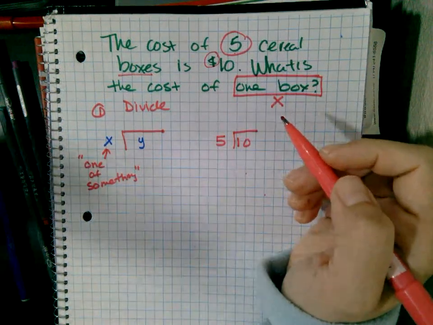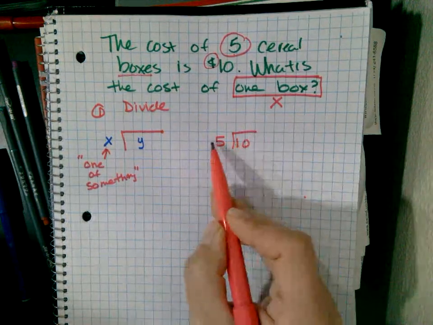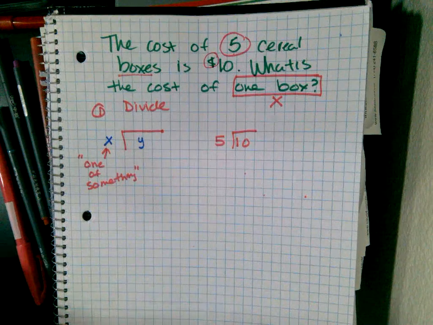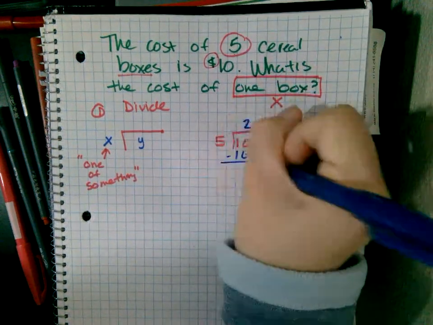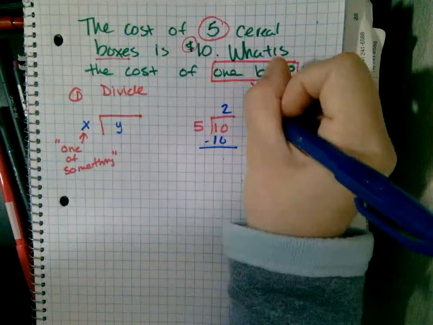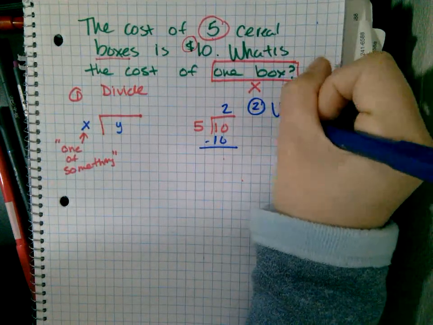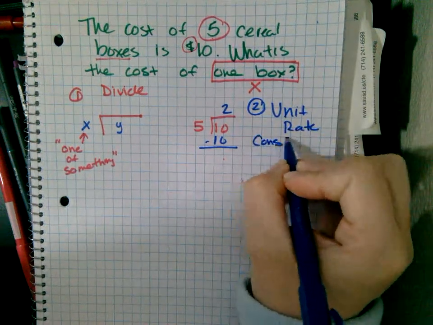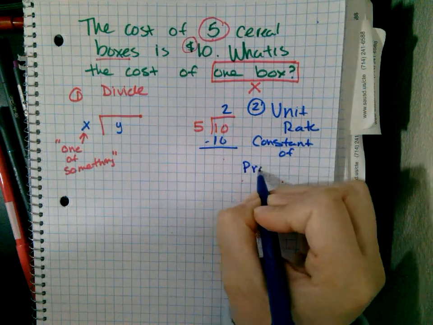Now I just totally complicated it for you, but when they're harder problems, figuring out which number goes inside and outside is the hardest part. Not for this problem, but for others. So we divide and we do get 10. Now, step number 2, that is called your unit rate. Or in 7th grade, we call it the constant of proportionality.